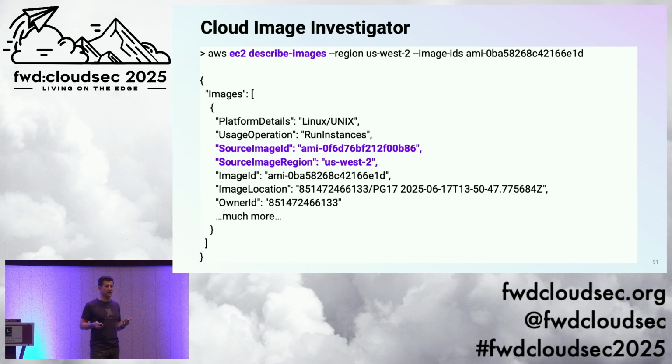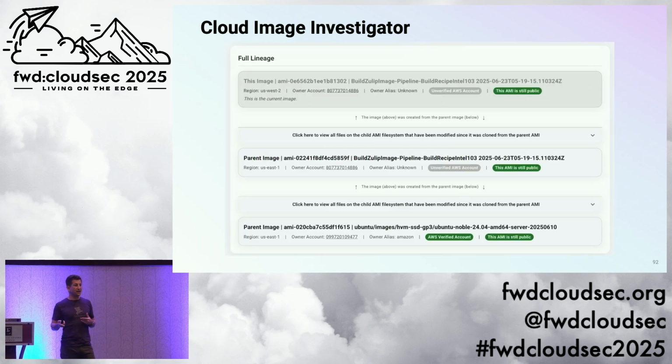How cool is that? So now in the Cloud Image Investigator, I can trace that lineage as far back as it goes. So the first 2 AMIs come from this same account that we're investigating, but then ultimately it comes from a verified AWS account, and it's sourced from Ubuntu, right? I didn't even know it was sourced from Ubuntu until just now.